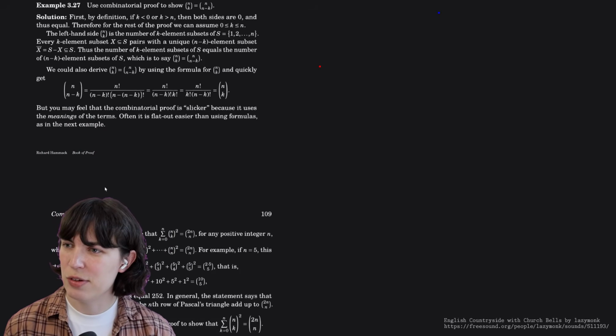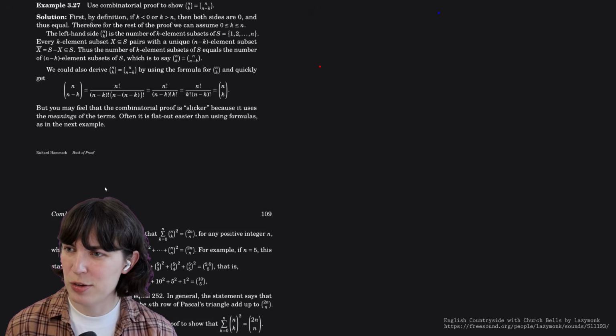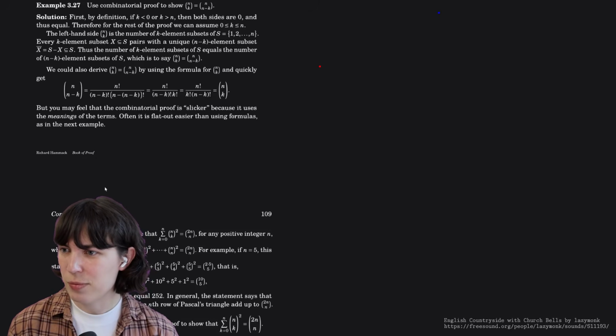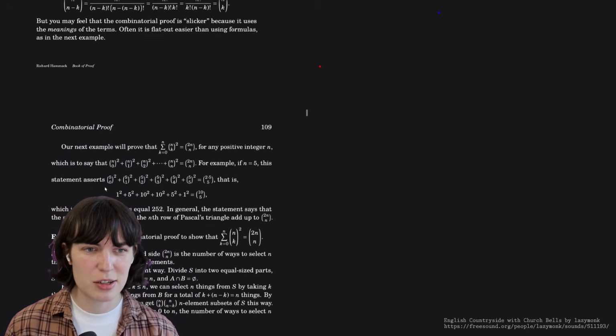We could also derive the same thing by using the formula for n choose k and quickly get this. Okay, so we could use some sort of algebra. But you may feel that the combinatorial proof is slicker because it uses the meanings of the terms. Often it is flat out easier than using formulas, as in the next example.